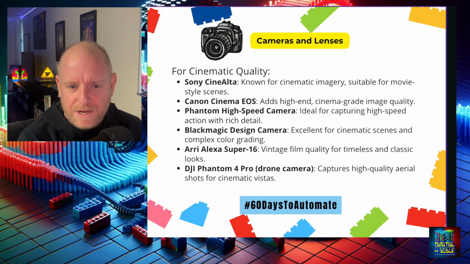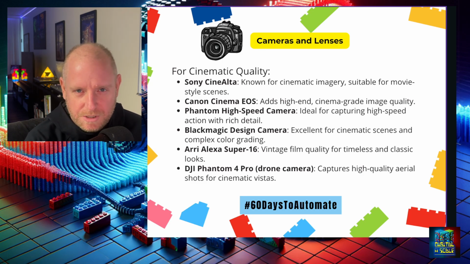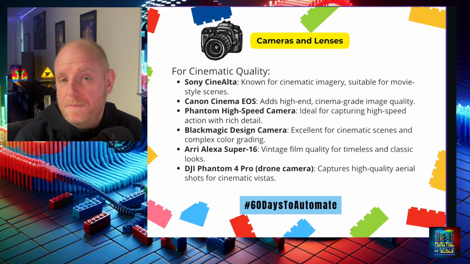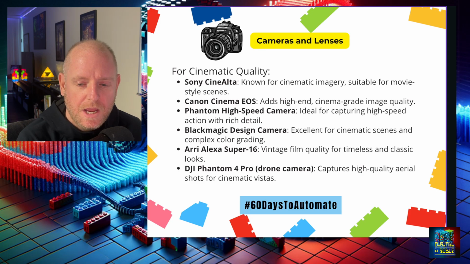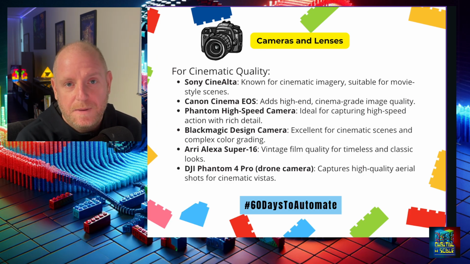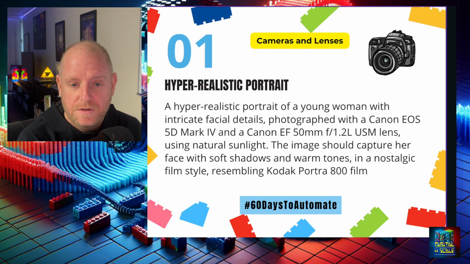And for cinematic quality, we have things like the Canon Cinema EOS, that high-end cinema grade image quality. Or maybe you want to do a drone shot, so the DJI Phantom 4. These are all things that are going to help give the AI a little bit of perspective about what type of image you're trying to create.